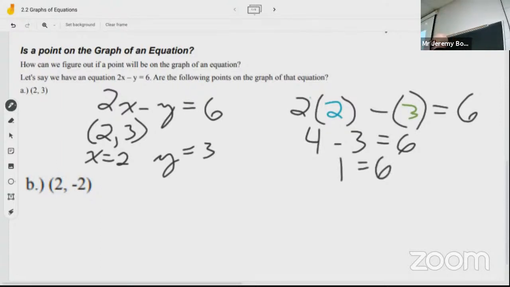Is the result we get true? Does 1 equal 6? No. So if that's not true, what does that tell you? It's not on the graph.